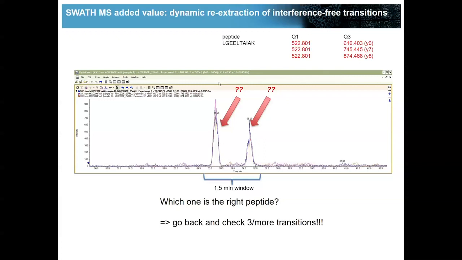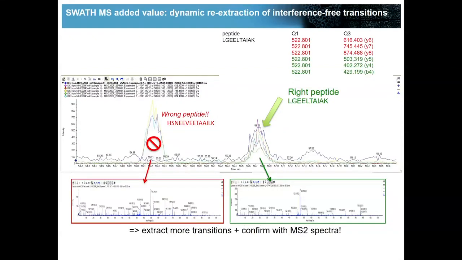So which one is the correct one? The problem is that in SRM, you would probably have to go back and do remeasurements, with added transitions, to figure out which is the correct peptide. But in DIA mode, or in fact also in PRM mode, you would have access to the full scan high resolution data. And so you can just say, I'm going to add another 3 fragment ions.